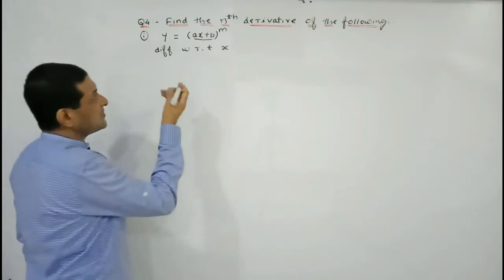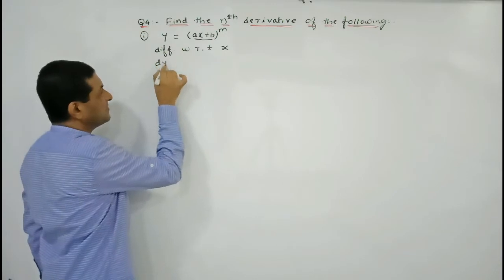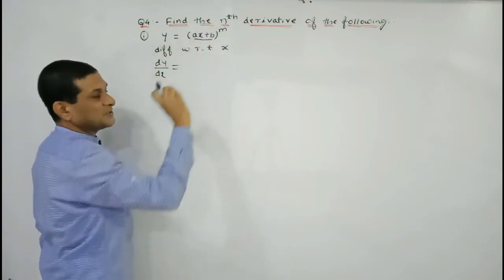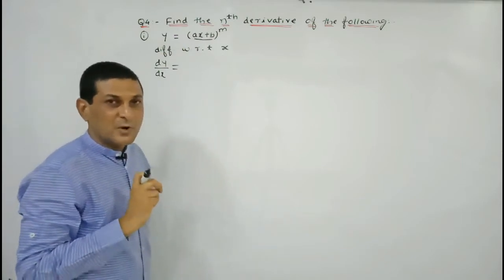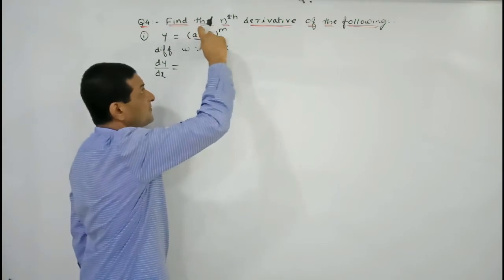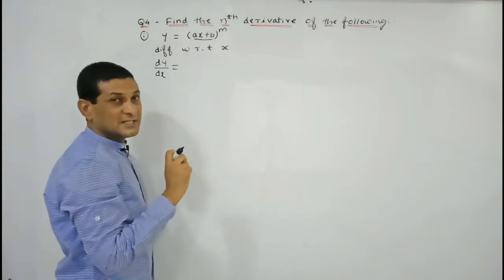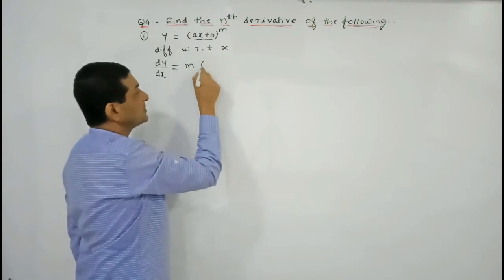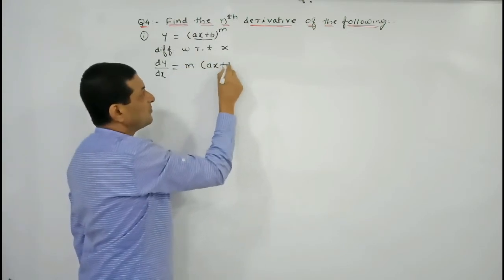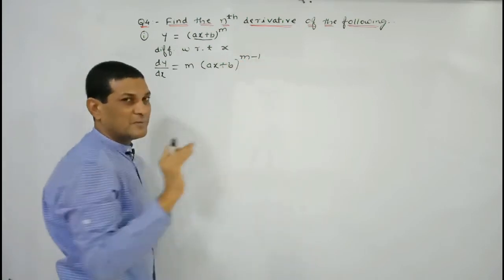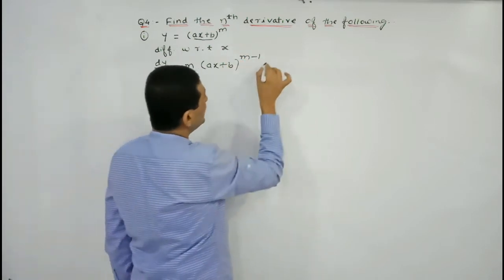So first let us try to find out the first order derivative. dy by dx is equal to, now here to find the differentiation we have to observe that the function is in the form of which standard formula. Here we can observe that the function is in the form of f of x raised to power m, isn't it? So first take the power as a coefficient, then decrease its power by 1. What will the new power be? If you are decreasing its power by 1, then the new power will be m minus 1, into the derivative of f of x.